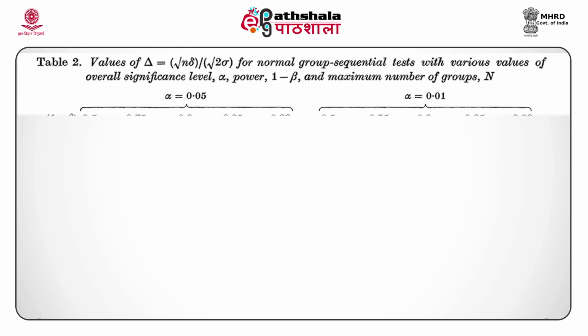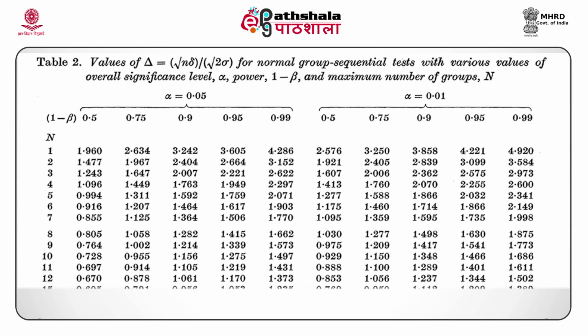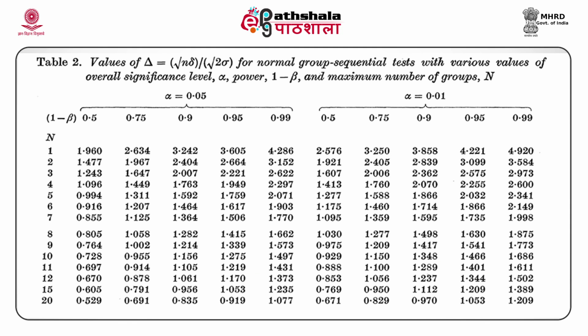0.01. Table 2 shows the value of the standardized difference for normal group sequential tests with various values of alpha, beta and capital N. The main use of this table is to obtain suitable values of small n and capital N given information on alpha, delta and 1 minus beta. Note that for any chosen value of capital N, small n is equal to 2 times (delta sigma by delta) whole square, so it is convenient to express delta in terms of sigma.